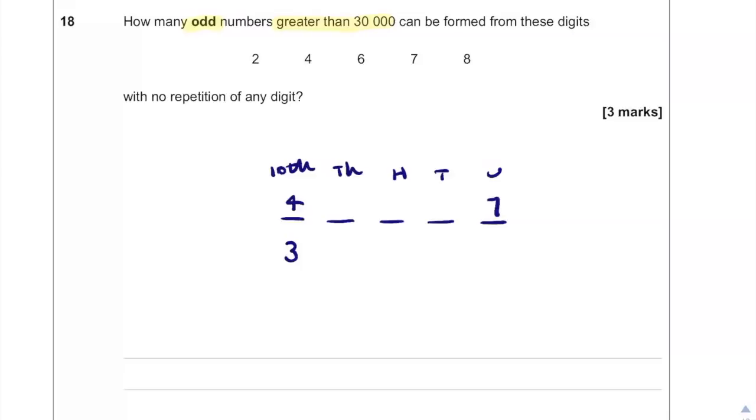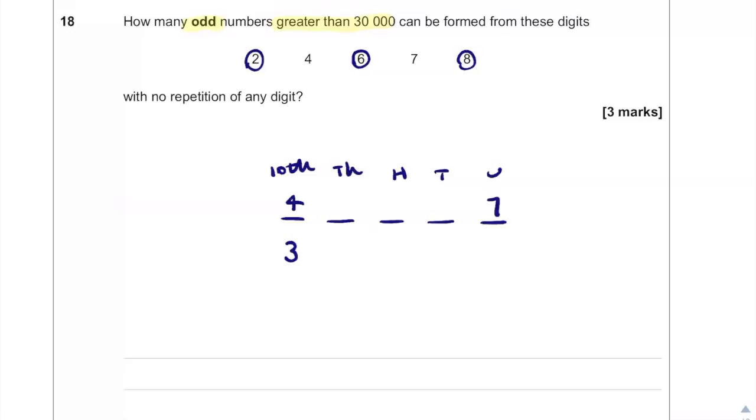So now if we look at the thousands column, well, we can now choose the 2 because we couldn't include the 2 in the first column because we had to choose a number that was greater than 30,000. Okay, so that means we can choose the 2. We can't choose the 4 because we've already used that in the 10,000 column. We can choose the 6. We can't choose the 7 because that's in our unit column, but we could choose the 8.